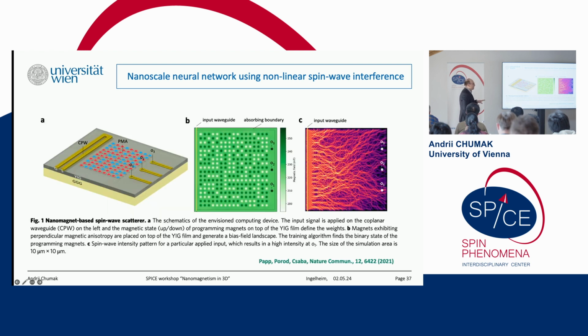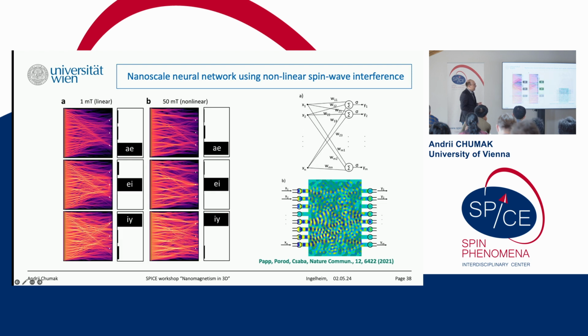They also use inverse design, with the difference that they don't make holes in the YIG, they put nanomagnets, which can be magnetized up and down. And they have one big antenna and three outputs. And then they play with this magnetization in order to get any kind of functionality. And they went immediately to neural tasks.